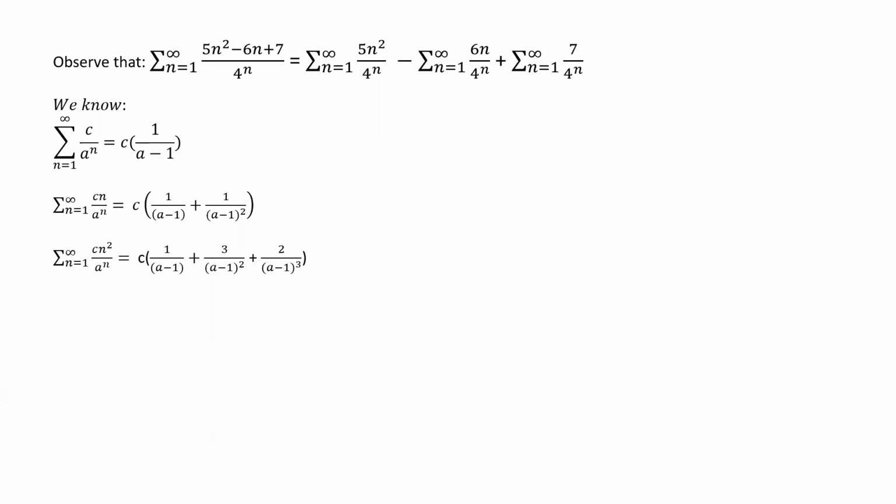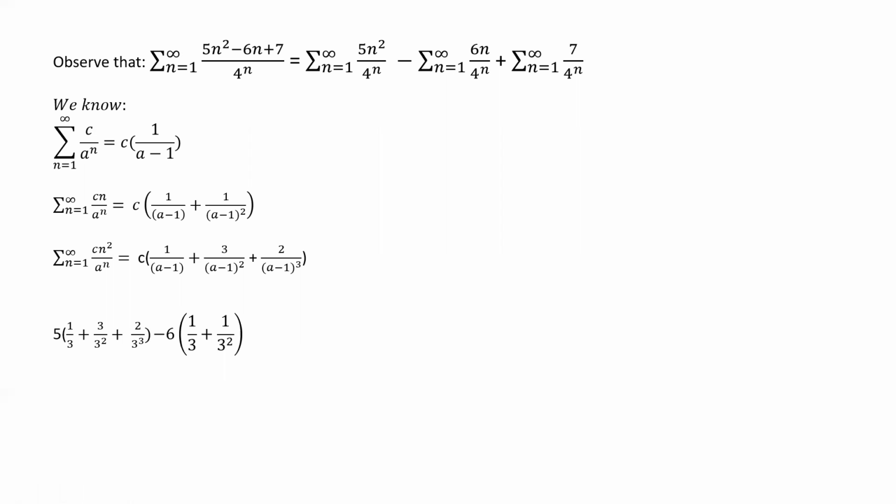And so looking at that, the 5n squared piece would just become plugging in 5 for c and recognizing that a minus 1 means you're 4 minus 1. And so you get 5 times the quantity of 3 over 3 squared, plus 2 over 3 cubed. Now we have the next term. Notice that our c is 6, so we have minus 6 for c. We're using the second series now, and then 1 over 3 plus 1 over 3 squared.